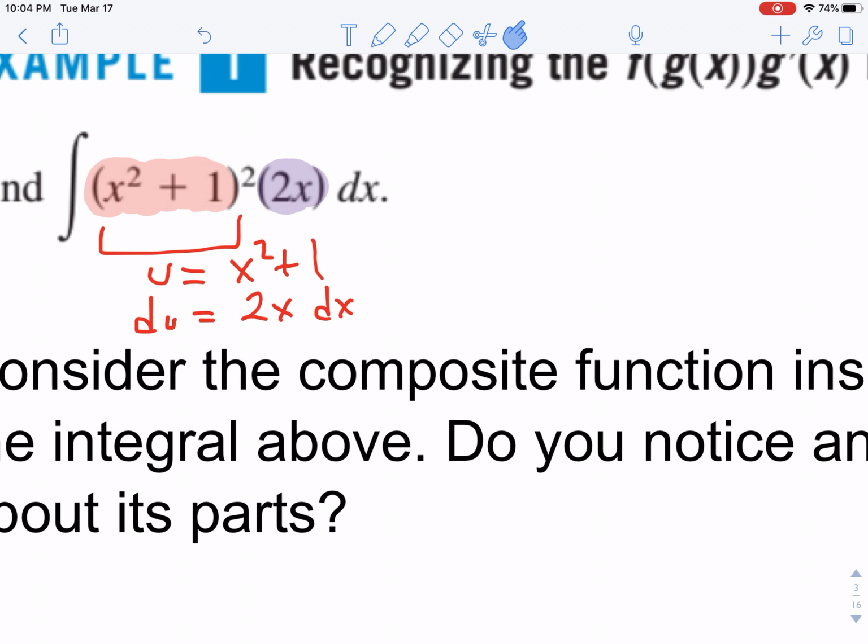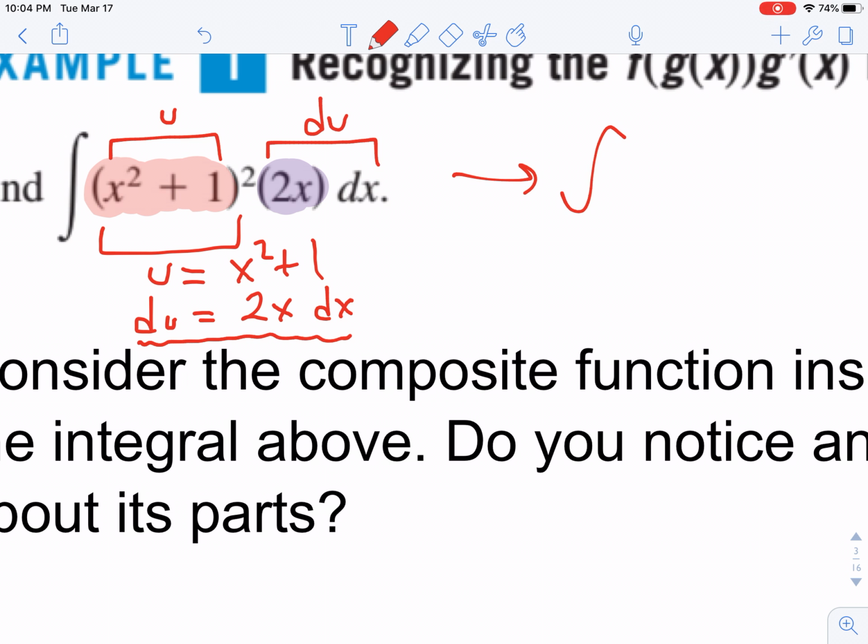Okay, so now we have our u and our du. So this thing right here is u, and then 2x dx, well, that's really our du. That's what we just found out here, that du equals 2x dx. So this integral, if we rewrite it in terms of u and du, it's really u to the second power. See that little 2 exponent there? That's still there. That didn't go away. This integral becomes u squared du.